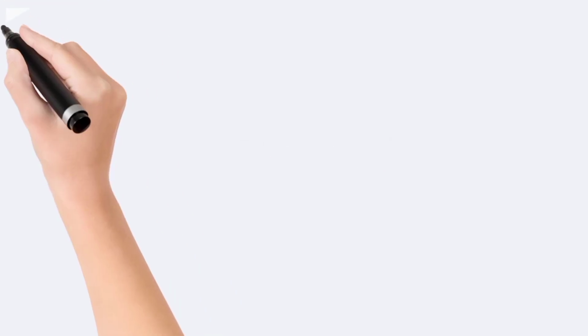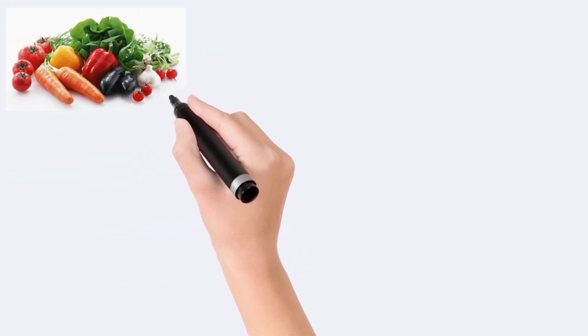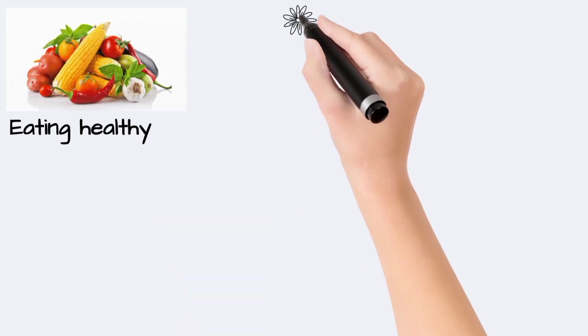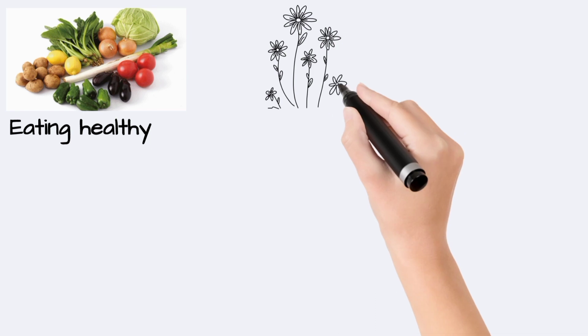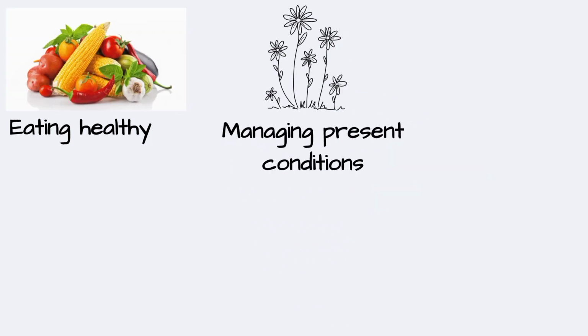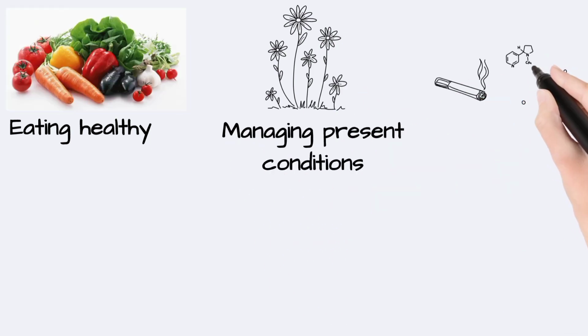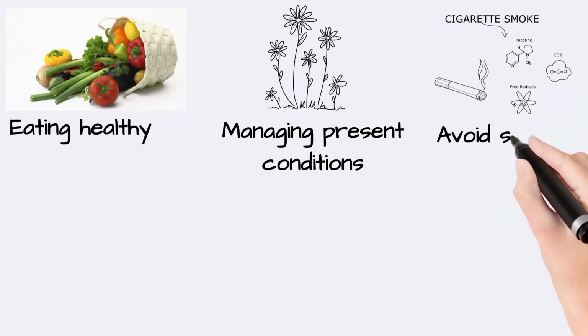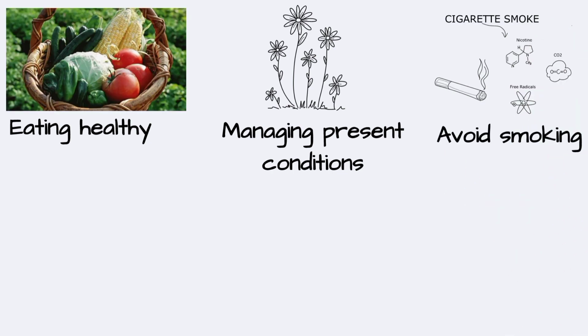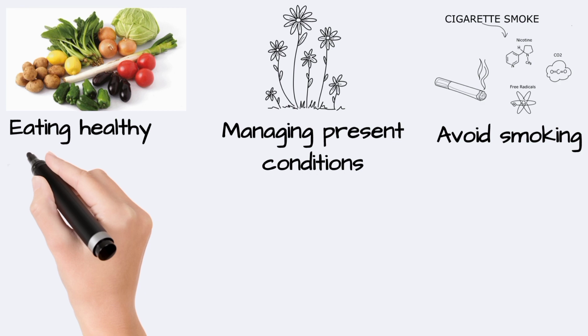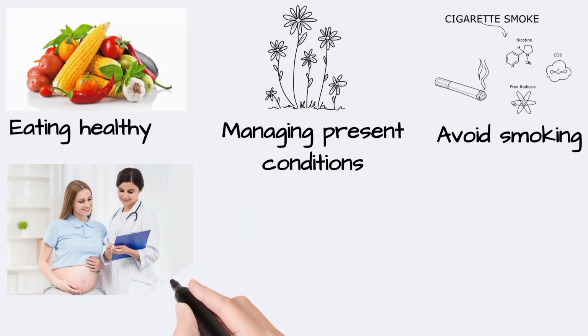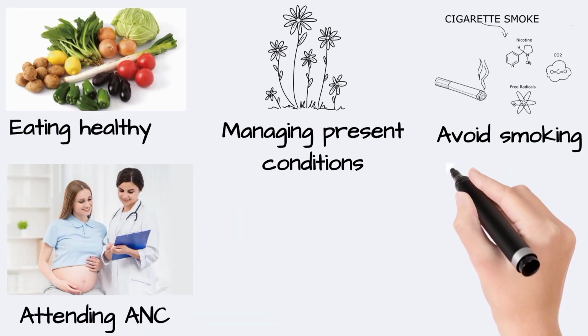Let's dive into the preventive measures to this condition. To prevent this condition, eating healthy is necessary as an aspiring mother, so as to ensure the fetus grows and develops well. Managing present conditions. Avoiding smoking, for this can lead to delays in fetal development, and malformations in this process. Attending ANC, for every problem noticed will be cared for.